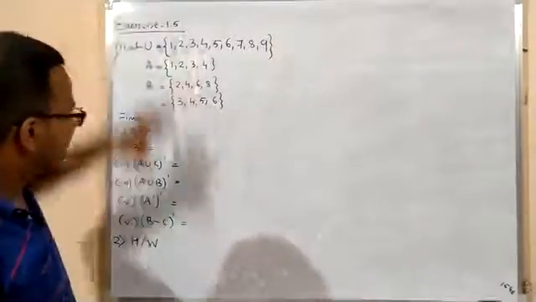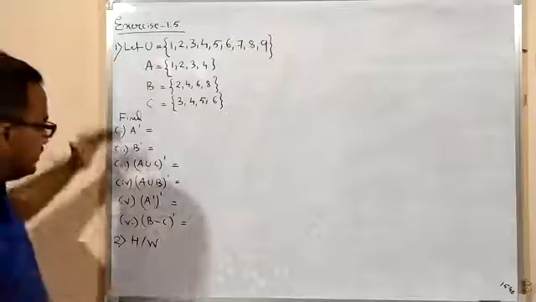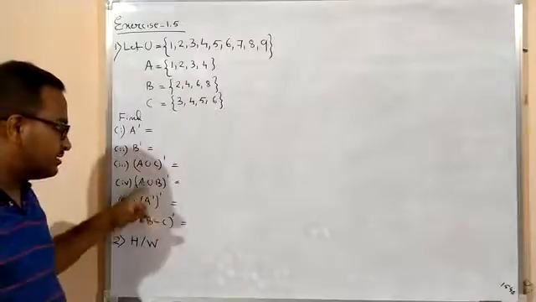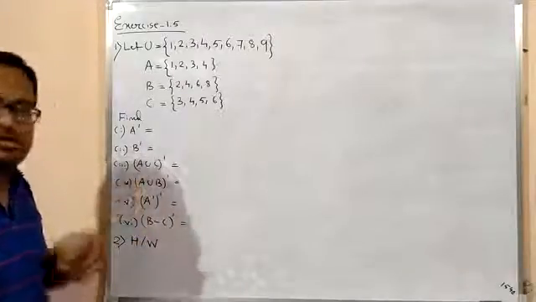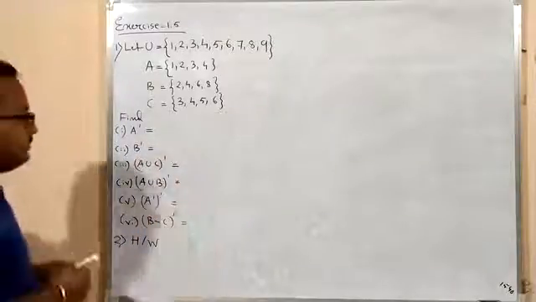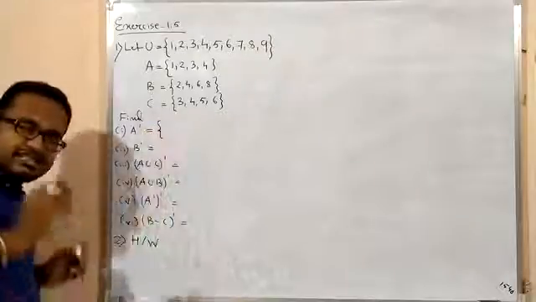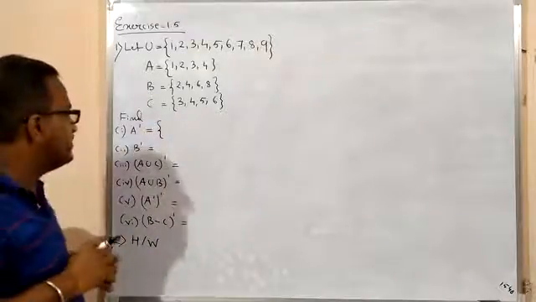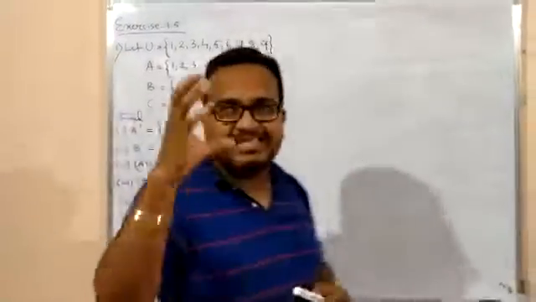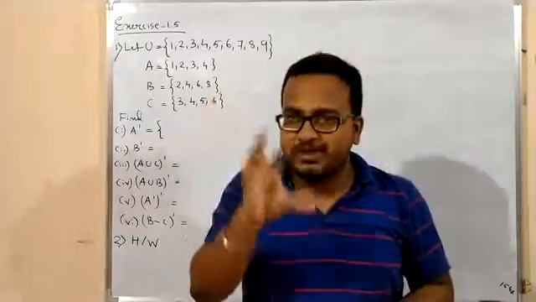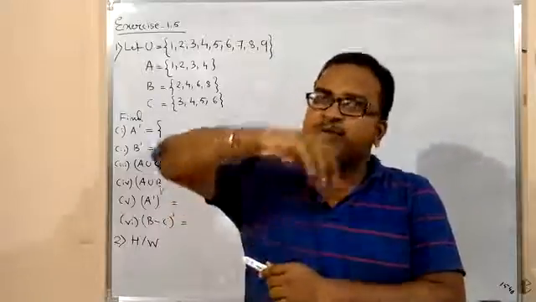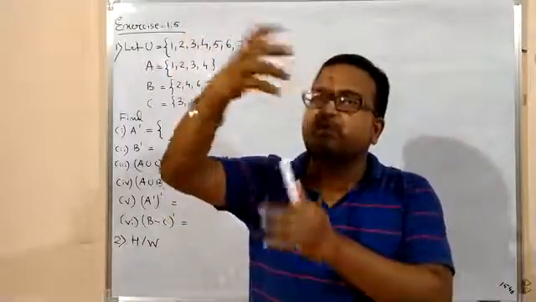With the help of these given sets, you have to find out A complement, B complement, A union B whole complement, A union C whole complement, A complement whole complement. So let us see how to find those complements one by one. So what will be A complement? I have already discussed the meaning of complement. Complement means you have to write all the elements which are not in A. Complement of a set means you have to consider all those elements which are not in the set itself but the elements which are in the universal set.